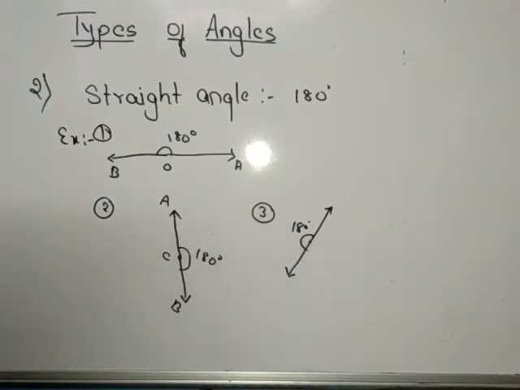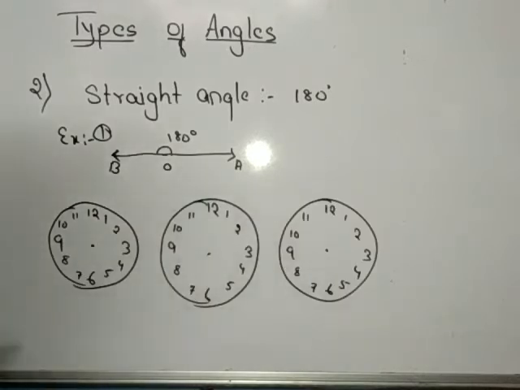This is about a straight angle. Next we'll move to the acute angle. Before that, we'll see this straight angle in a clock example. Okay, if two hands make a straight angle, what will be the hour? We'll check.